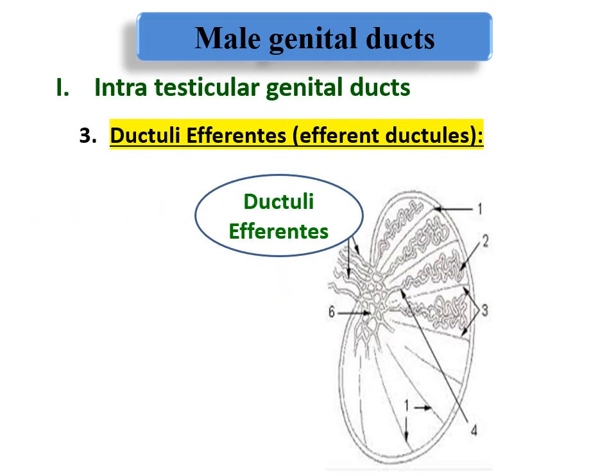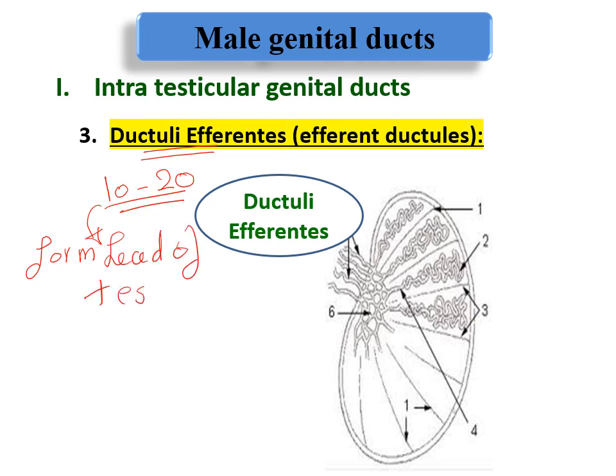For the last part of the intratesticular genital ducts, you have the ductus efferens. The ductus efferens arise from the upper posterior pole of the rete testis. They are formed of 10 to 20 coiled tubules, and they form the head of the epididymis.